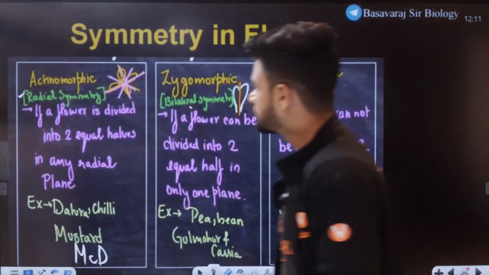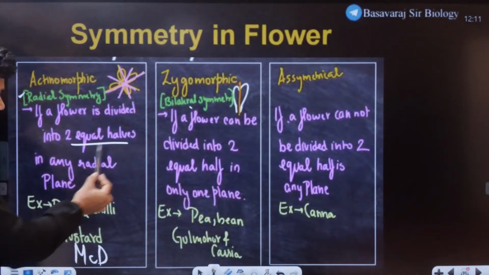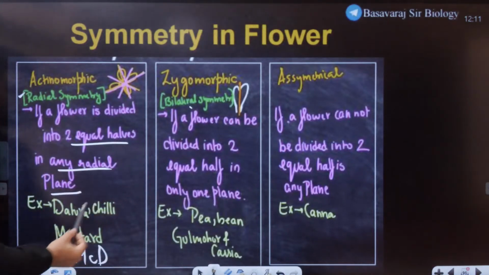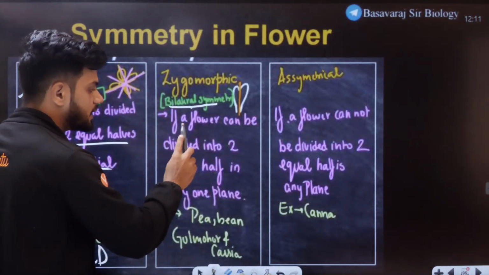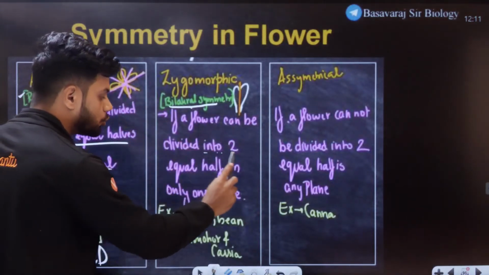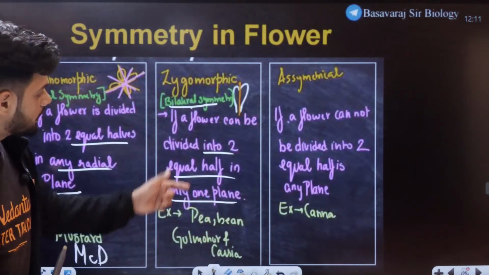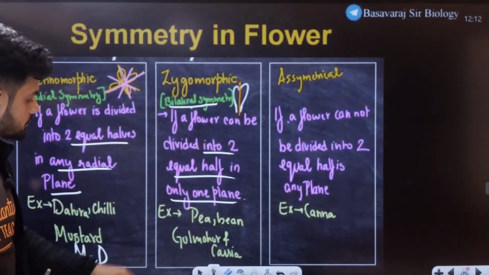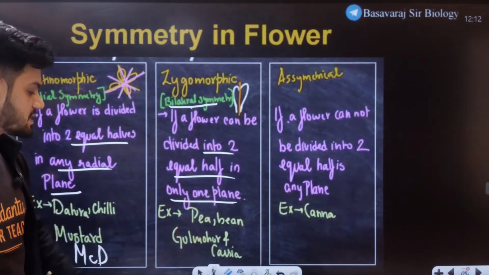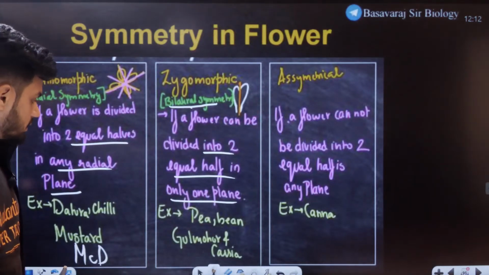So actinomorphic is when a flower is divided into two equal halves in any radial plane. Zygomorphic is also called bilateral symmetry. Bi means two. A flower that can be divided into two equal halves in only one plane is called zygomorphic. Clear? Pea, bean, Gulmohar and Cassia.